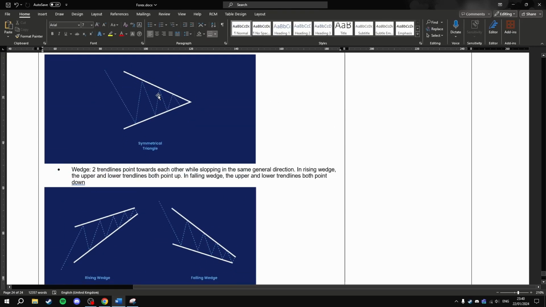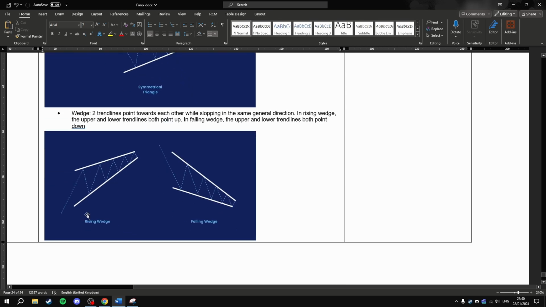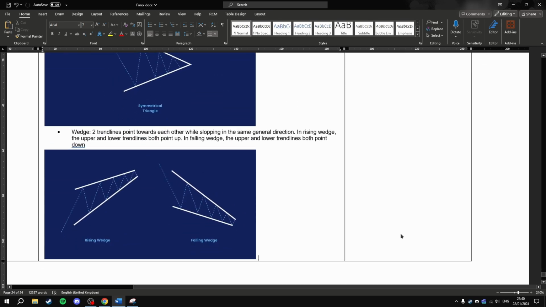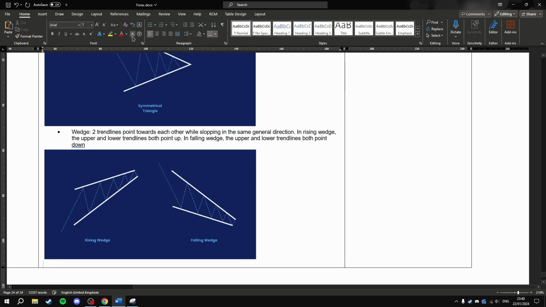So the triangle ones meet up basically, whereas the wedges are parallel, so they won't meet up, right? I think that's what it says.